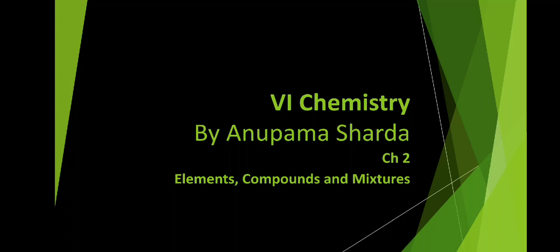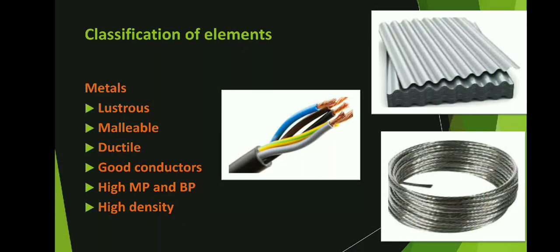Let us continue reading chapter 2, Elements, Compounds and Mixtures. My dear students, in our last video, we classified elements into 4 groups: metals, non-metals, metalloids and noble or inert gases. So let us study these in detail. Now first one is metals. My dear students, this is given on page number 18, classification of elements. So we start with metals.